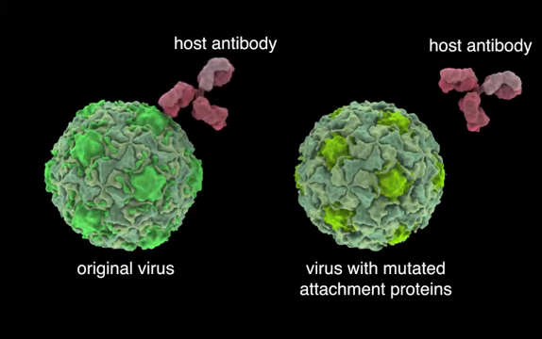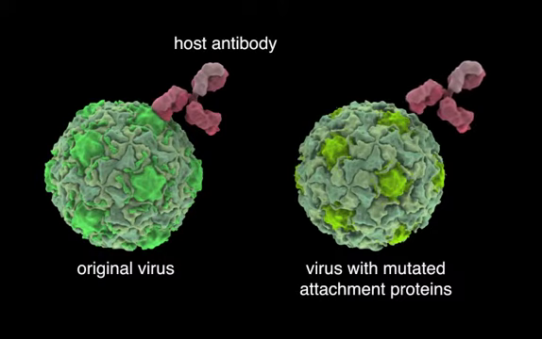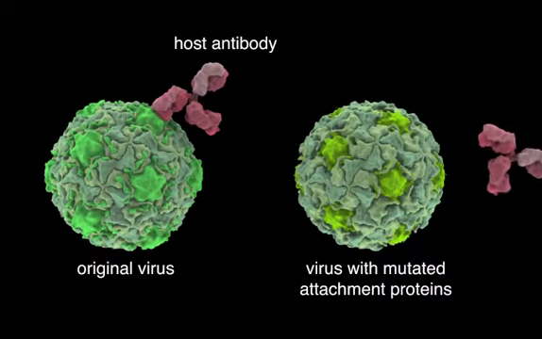Similarly, mutations in the attachment protein genes could also reduce the ability of the host's immune system to prevent infection by viruses, since antibodies may no longer be able to bind to the mutant attachment proteins.